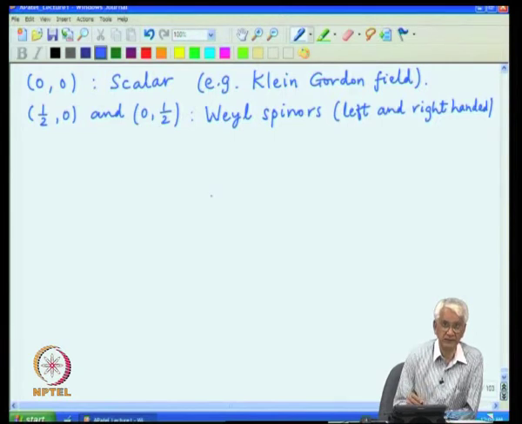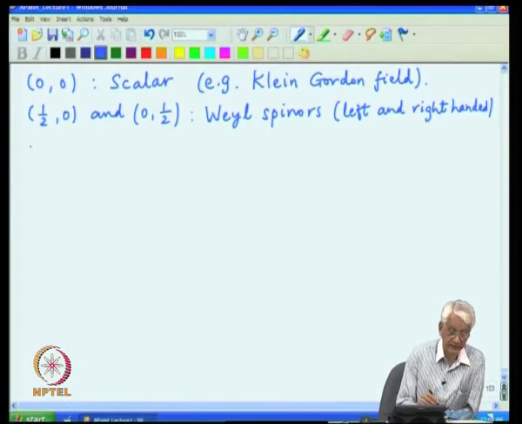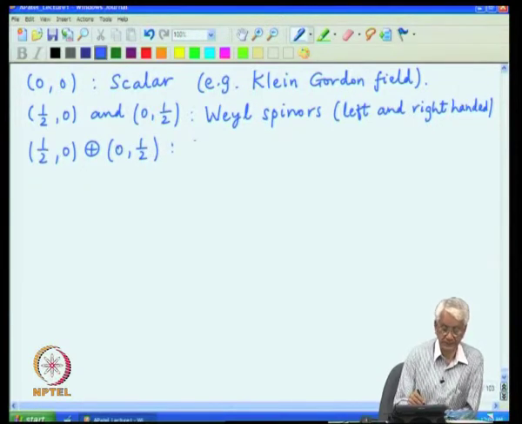What about the Dirac spinors? We constructed Weyl spinors by decomposing the Dirac spinor into two parts. In the special case, mass equal to 0, one can put those things back together. So, one has a combination half 0 plus 0 half, which will become a Dirac spinor, and this is actually a sum of these two representations.